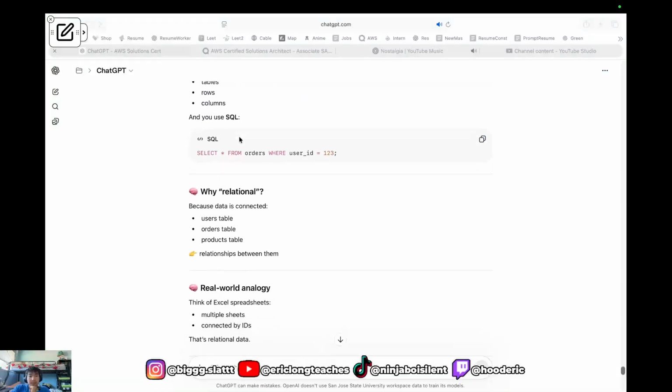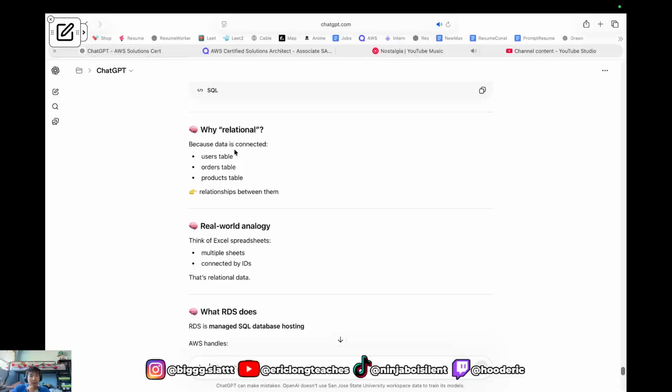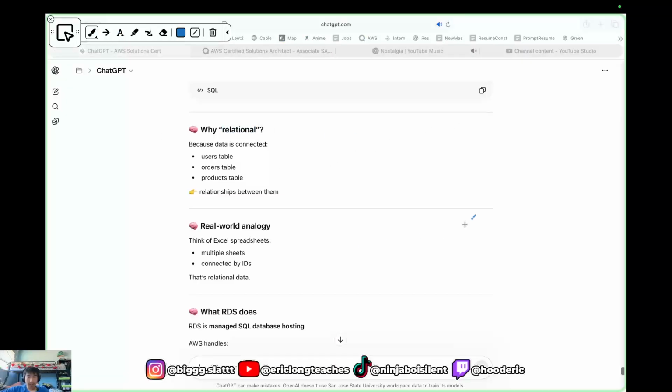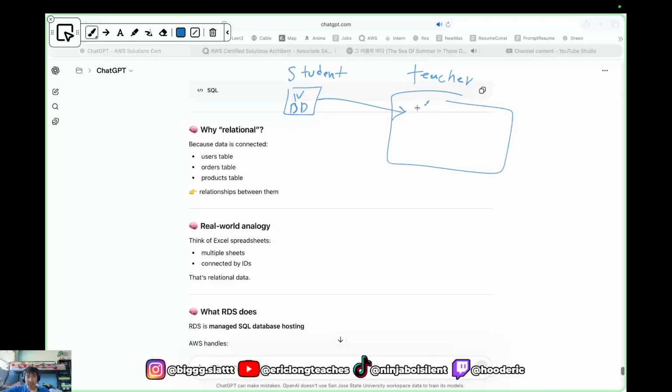Okay. Why relational? Because every single part of the data is connected. For example, if I have students and teachers, teachers teach students, so that's why we call it relational, right? Here, let me draw this out. So let's say we have a table called students, and it has information like name and birthday, right? And this is another one called teachers. And they could have other stuff inside of it. It could have a student inside of a teacher, right?